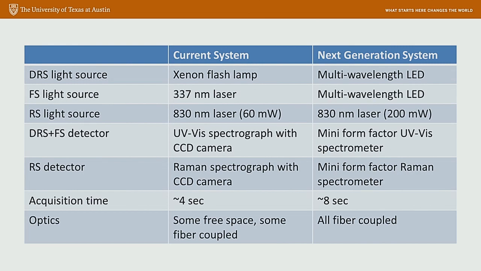To summarize everything between our current system and new system, as you can see, we've tried to replace the xenon flash lamp and nitrogen laser with the multi-wavelength LED light source. We've replaced the Raman light source with a higher power 830 nanometer laser, and also moved to small form factor spectrometers for diffuse reflectance, fluorescence, and Raman collection.